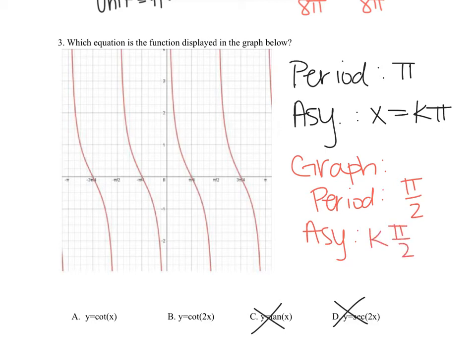And if we're comparing our graph to the normal graph of cotangent, I can see that everything is split exactly in 2, so that would only happen if b was 2. So that tells me that it has to be y equals cotangent of 2x. You could also use Desmos, graph each of those equations to figure out which one matches as well. That is another way to figure out which equation is the function in our graph.